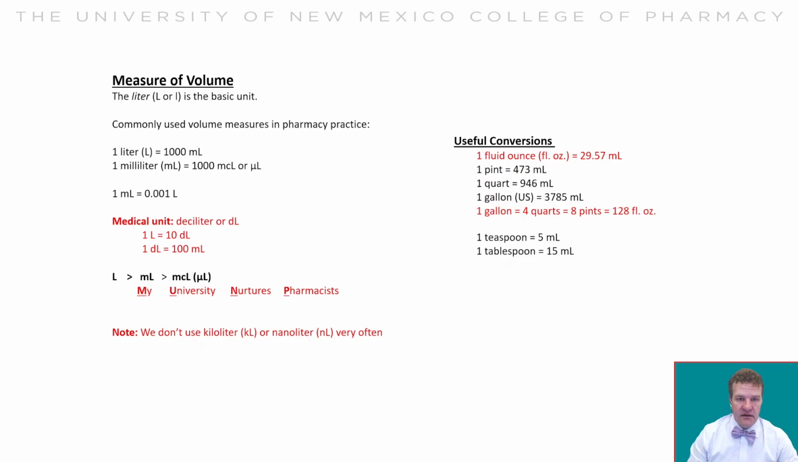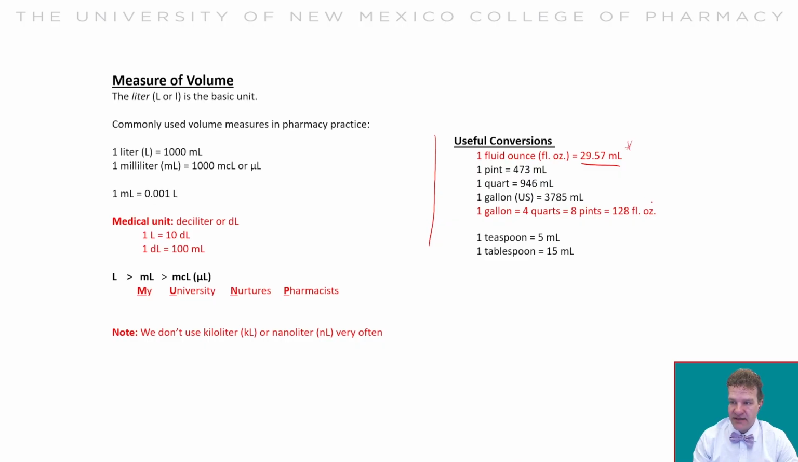Okay, so we talked about volume. Here are the useful conversions. 1 fluid ounce is 29.57 mils. We have a pint equaling 473 mils, a quart 946, a gallon 3,785. And then we know a gallon has 4 quarts, 8 pints, and is 128 fluid ounces.